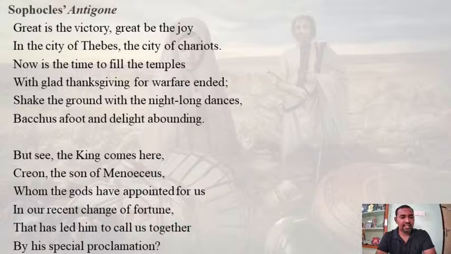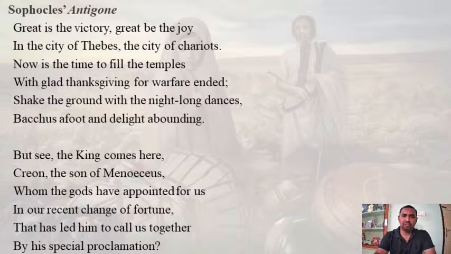And Chorus says that Zeus and Ares, both of them gods in Greek mythology, have fought from their side. And the chorus is happy that the Theban army was able to defeat the Argive army. And this joy must give way to ecstasy, and let's celebrate, let's feast, and let's pay tribute to Bacchus, the god of wine and victory and joy and merrymaking.